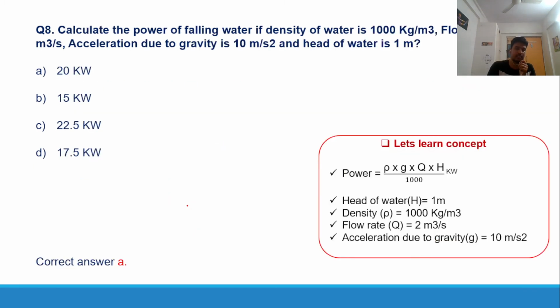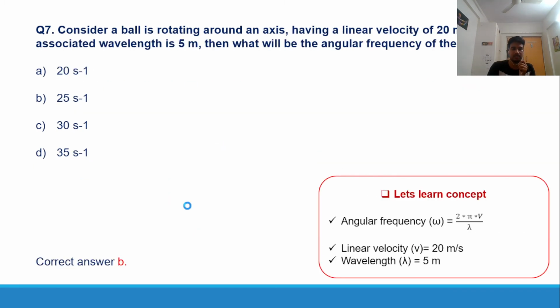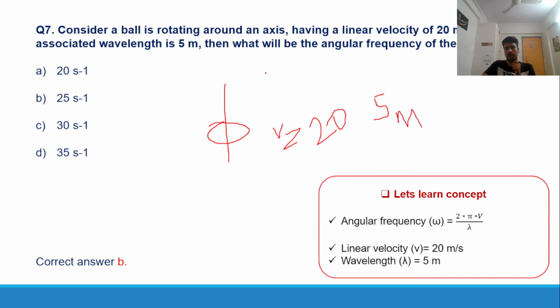Now we discuss the next question. This is a simple question. It asks us to calculate the angular frequency of a rotating ball. Consider a ball rotating around an axis with a linear velocity of 20 meter per second, and the associated wavelength of rotation is 5 meter. Then what will be the angular frequency of the rotating ball?